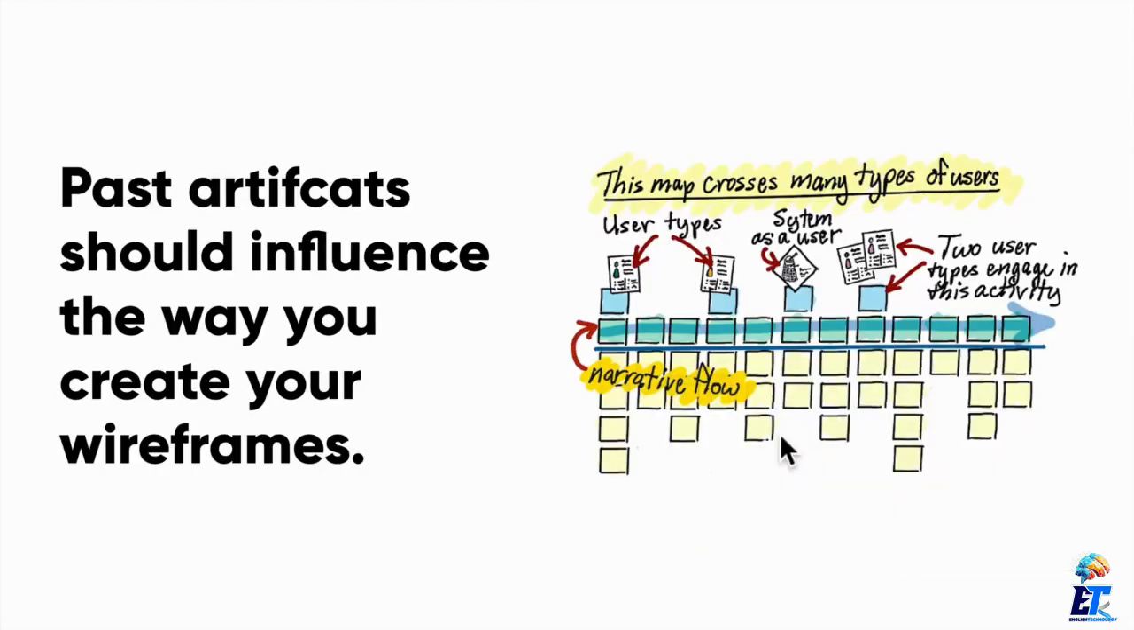Another thing to really know is that they are heavily influenced by your prior work. So if you've done story mapping, you have user stories. If you've done things like user flows or site maps, all these different artifacts should really influence the way you create your wireframes. So just keep in mind that you shouldn't just be jumping in and creating a whole bunch of wireframes without really understanding the type of content and the requirements that need to be there. So really consult all of those artifacts that you have.